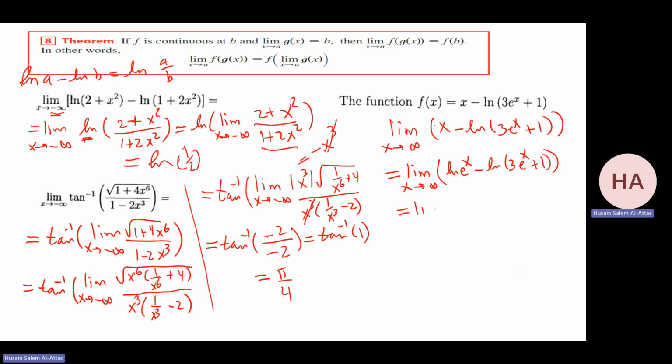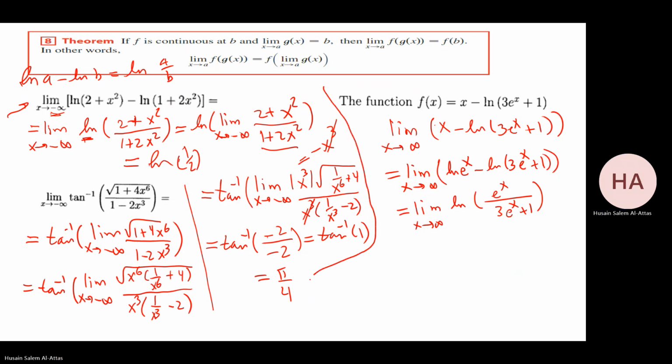That will be the limit. Now it will be similar to this one. I have ln of e to the x over 3 e to the x plus 1. I can take the limit inside. That equals ln of the limit as x goes to infinity of e to the power x over 3 e to the power x plus 1.